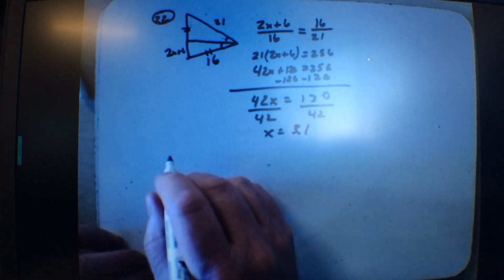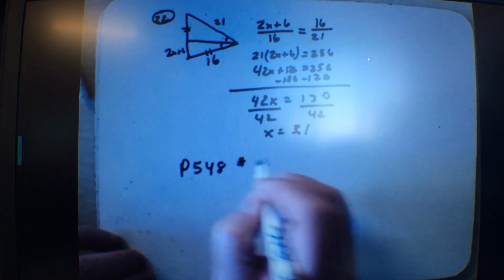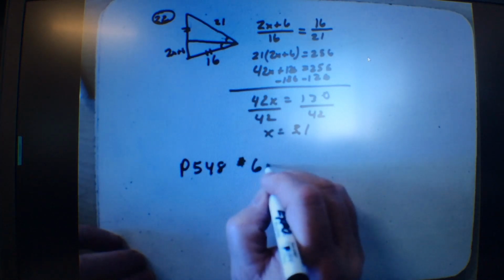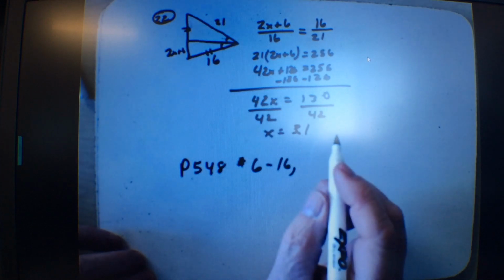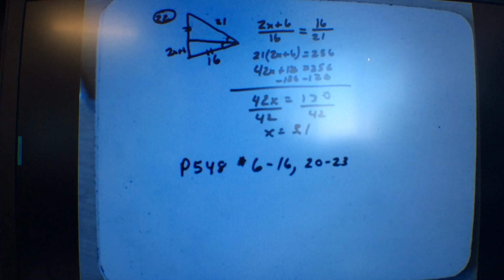Okay, so your assignment, let's see if I can get it right, is page 548, numbers 6 through 16, comma, 20 through 23. When is it due? Monday. Okay, ladies, you just put it underneath my door. And then the other one is due tomorrow, correct? All right.